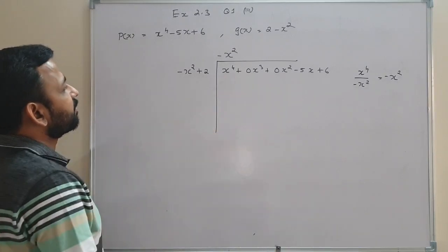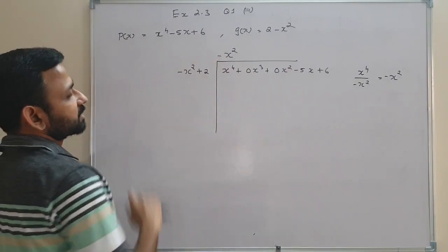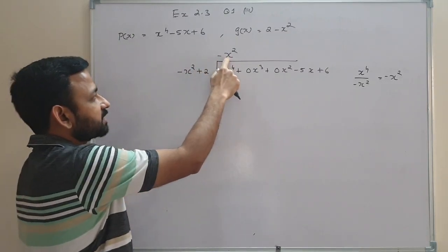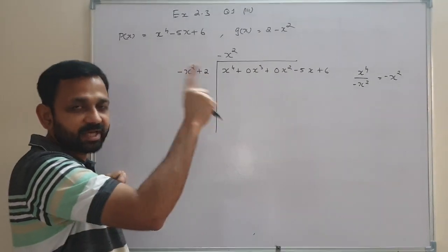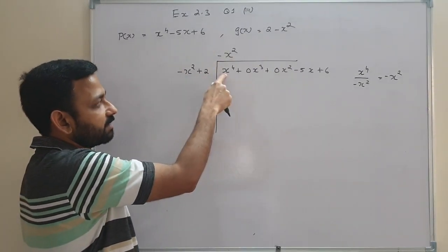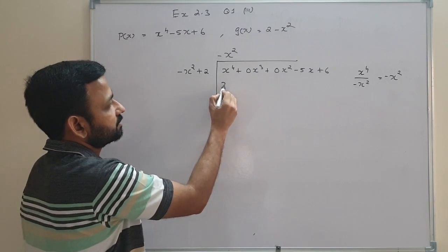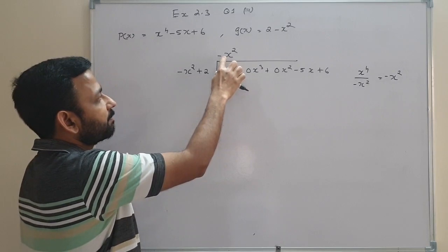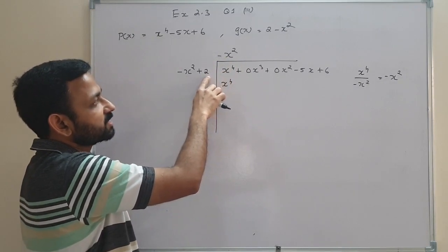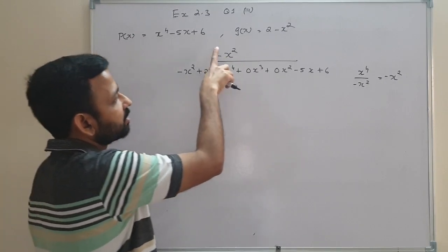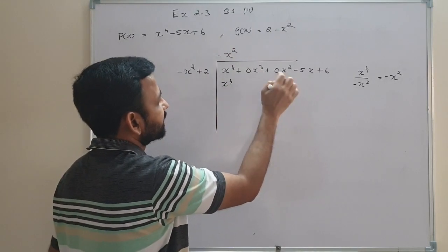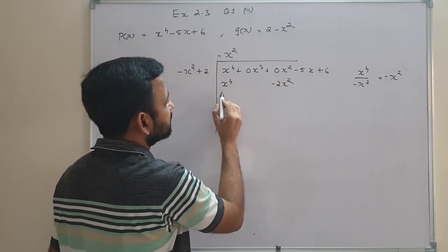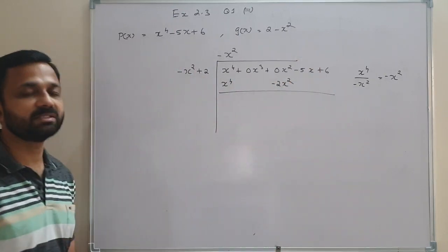Then we will multiply both the terms of the divisor by minus x square. So minus x square into minus x square, that is plus x raised to 4. That we will write below x raised to 4. Then minus x square into 2, that is minus 2x square. That we will write below the x square term, minus 2x square. No other term here. Now we are going to find the difference.